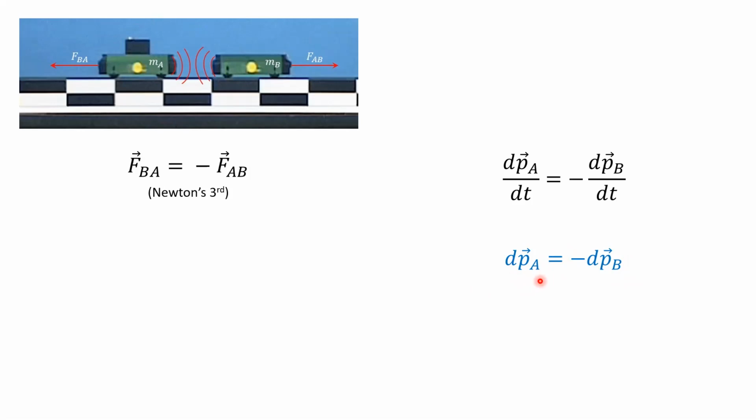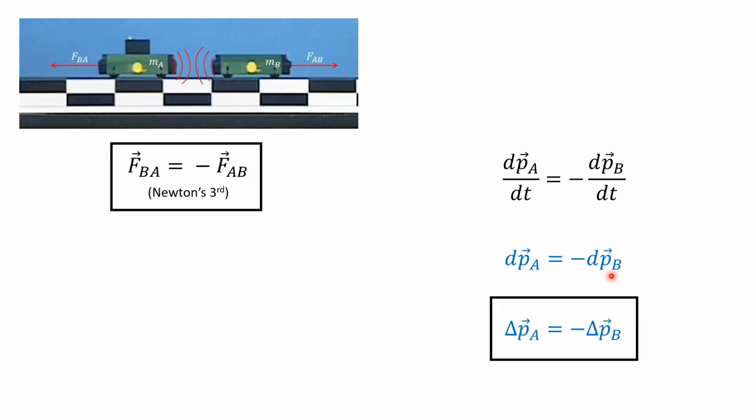Over a super small time interval, whatever the change in cart A's momentum is, the change in cart B's momentum must be equal in magnitude but opposite in direction. Simple as that. Now, if you integrate, which we'll do in a moment, or extrapolate that to larger time intervals, then you would call it delta p sub a. So again, I like to call this the Newton's third law statement of the conservation of momentum principle because it looks very much like Newton's third law.